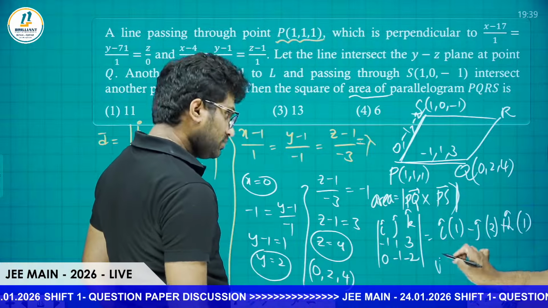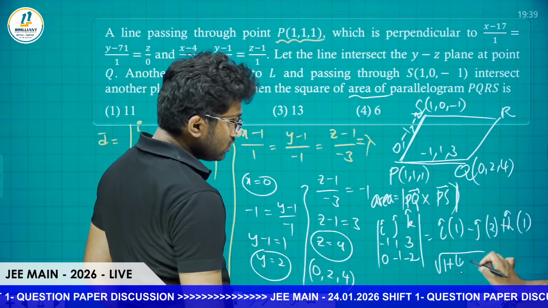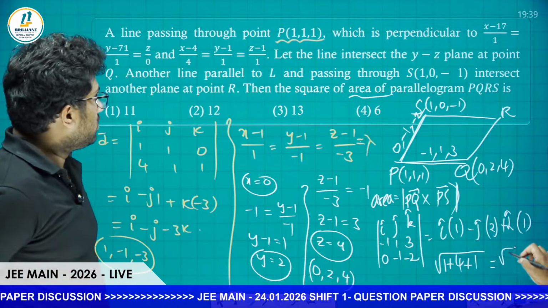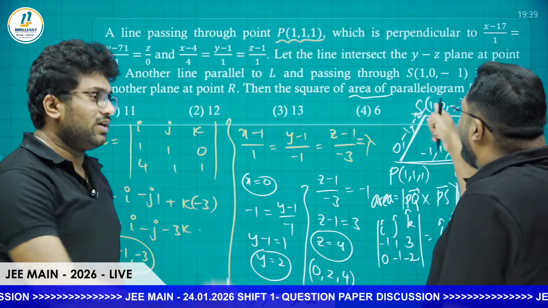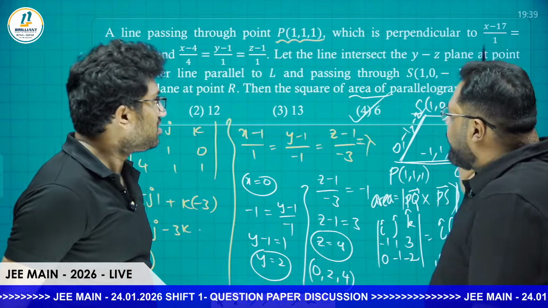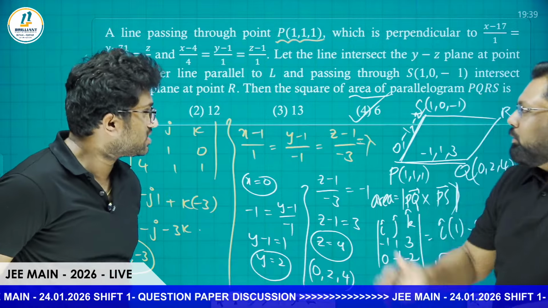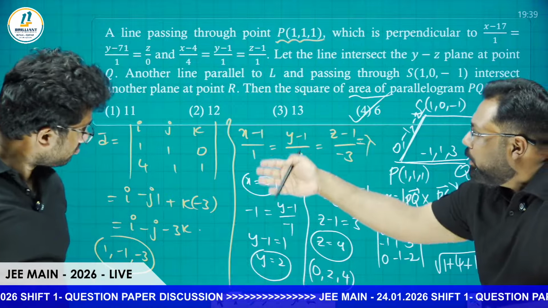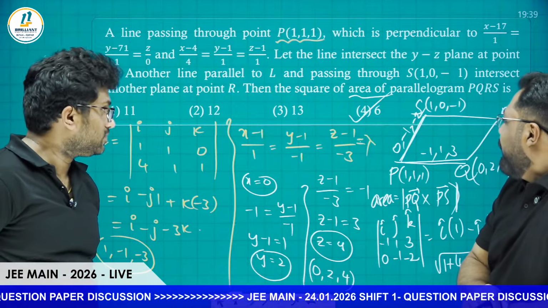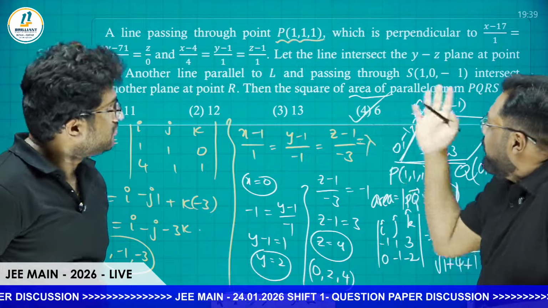So the magnitude of the area is going to be 1 plus 4 plus 1, which is equal to root 6. But they want the square of the area, which is equal to 6 square unit. This is very easy, a common question in the CBSE board exam also. Okay, you can just see it's very simple.